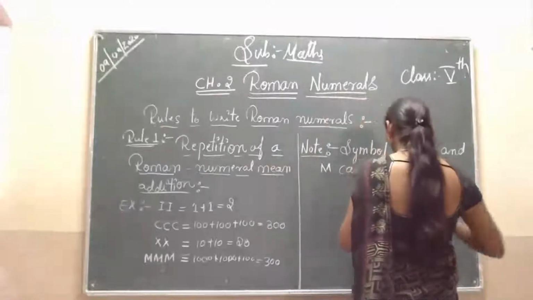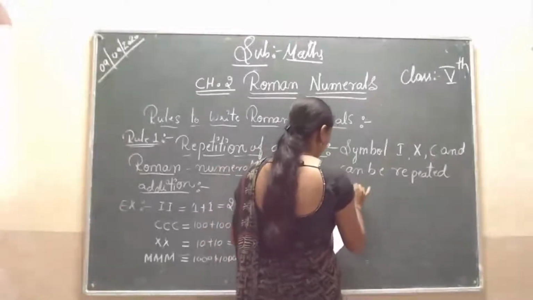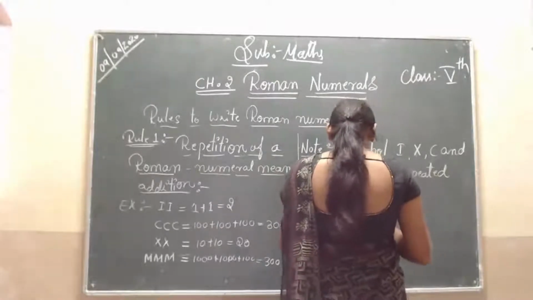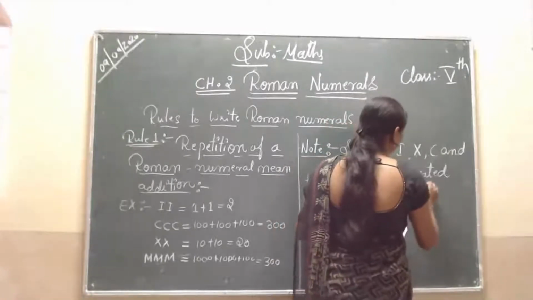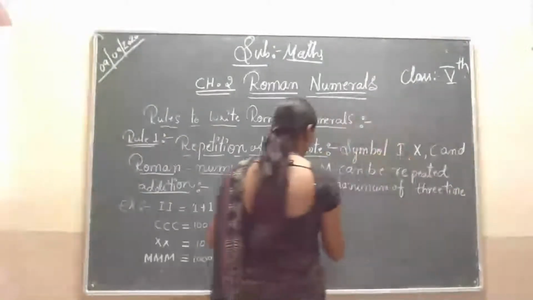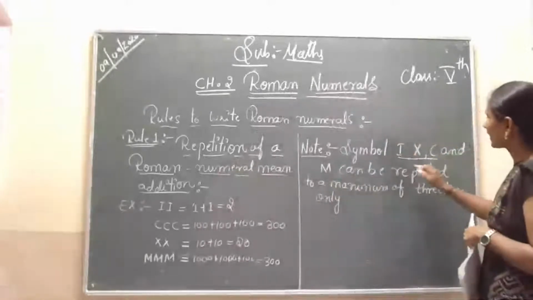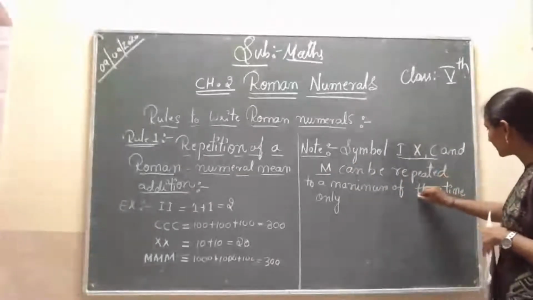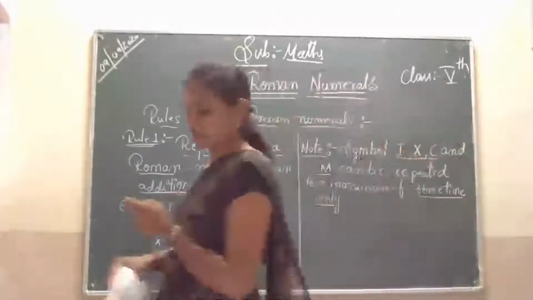Yes, students, they can be repeated to a maximum of 3 times. This is one question: 3 times only. The symbols I, X, C and M can be repeated a maximum of 3 times only. Only 3 times is the maximum repetition.